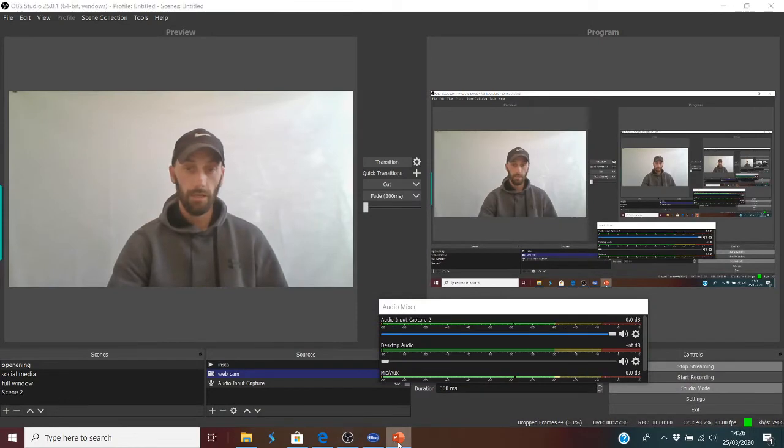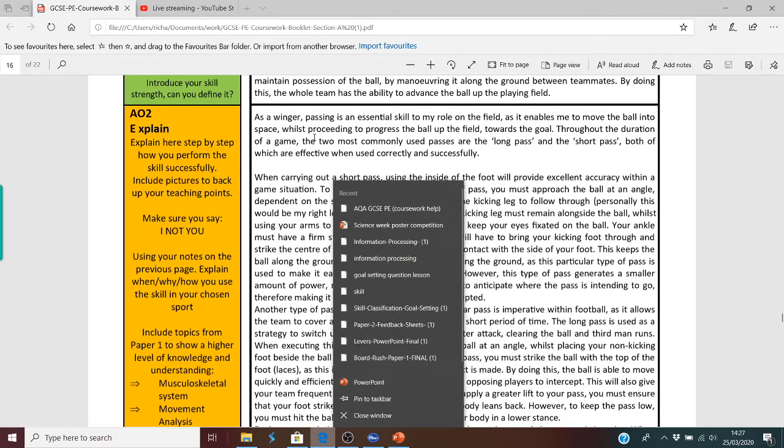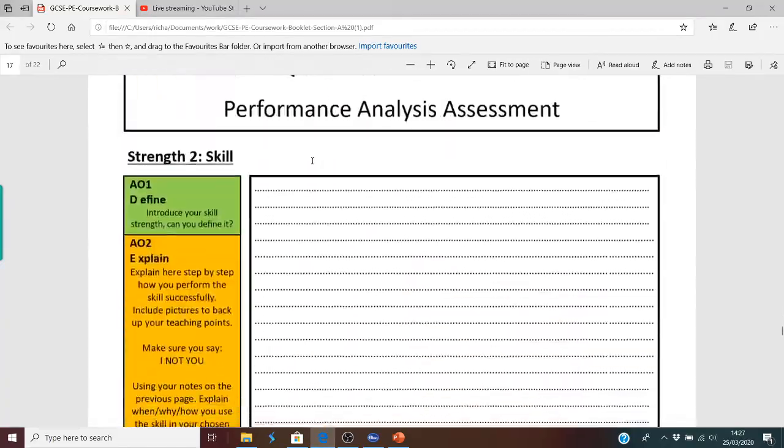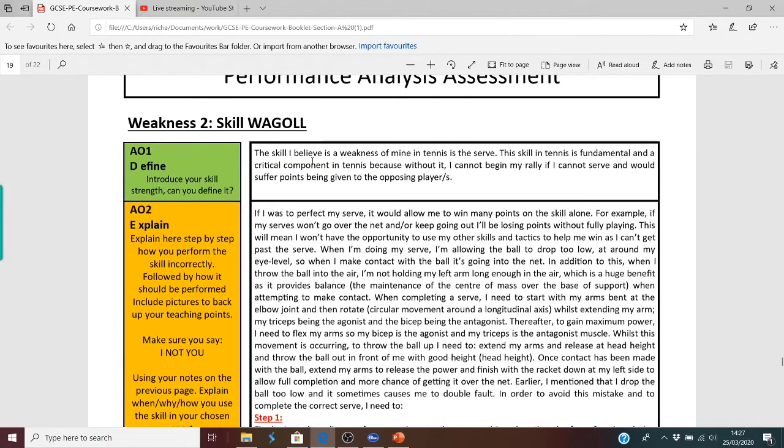Okay, so in my document here, we want to go through the weaknesses. So let's say my weakness for my skill. The skill that I believe is my weakness is the serve in tennis. This skill is a fundamental and crucial component in tennis, because without it, I cannot begin my rally. If I can't serve, I suffer points being given to the opposition players.